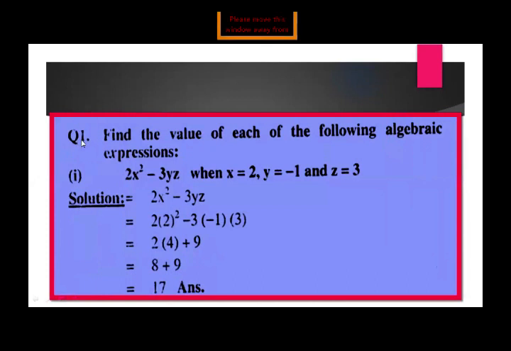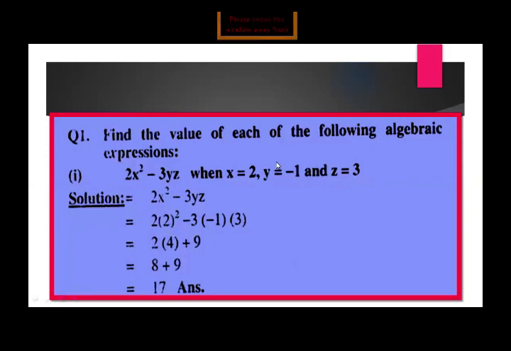That is question number 1 of exercise number 4.3. Find the value of each of the following algebraic expressions. There are so many parts, I am taking a few of them. The part number 1, that is 2x square minus 3yz when x equal to 2, y equal to minus 1 and z equal to 3. Write the expression properly. Draw a bracket at the place of variables, then put their values properly.